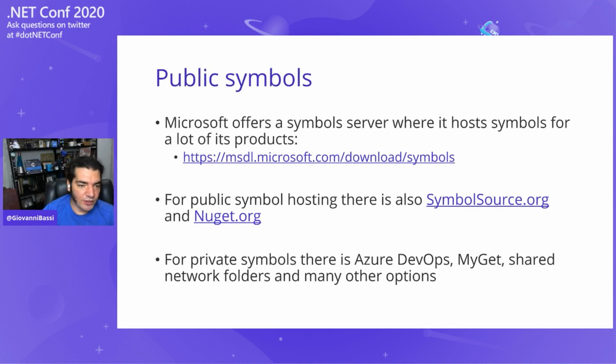Microsoft publishes their symbols at this address, msdl.microsoft.com, where you can download from it. For public symbols, you can use symbolsource.org and NuGet.org. For private symbols, you can use Azure DevOps, MyGet, a shared network folder, and many other options. You might just publish them to app servers, for example, and then download them from there if you want. That's totally possible.